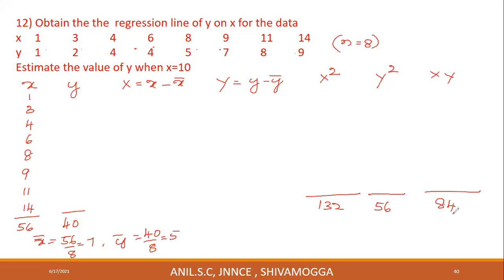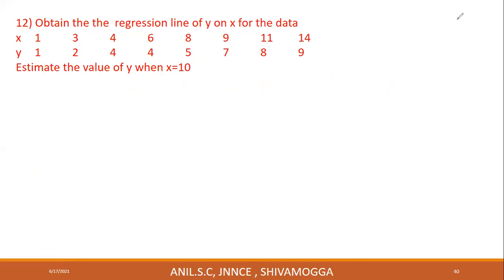Now we shall construct the regression lines. First, you note down the values. X square 132, Y square 56, and XY 84. X bar is 7 and Y bar is 5. Now the line of regression. Only one line is required, right? To obtain the line of regression of y on x, therefore, only one regression line is required.